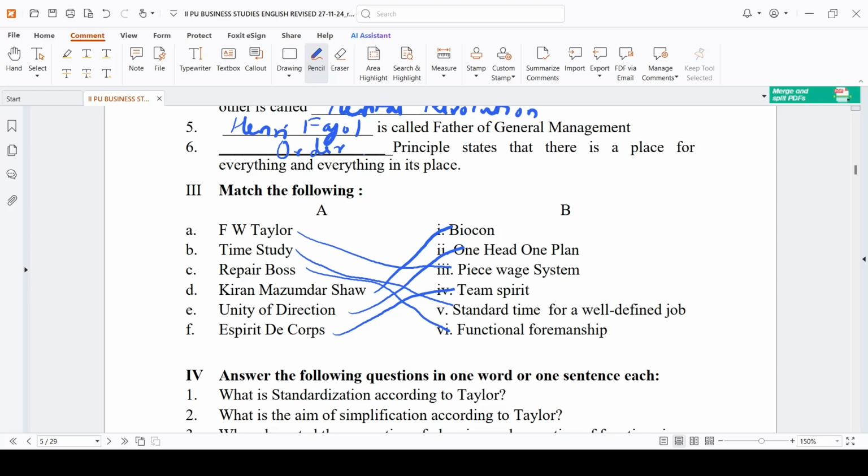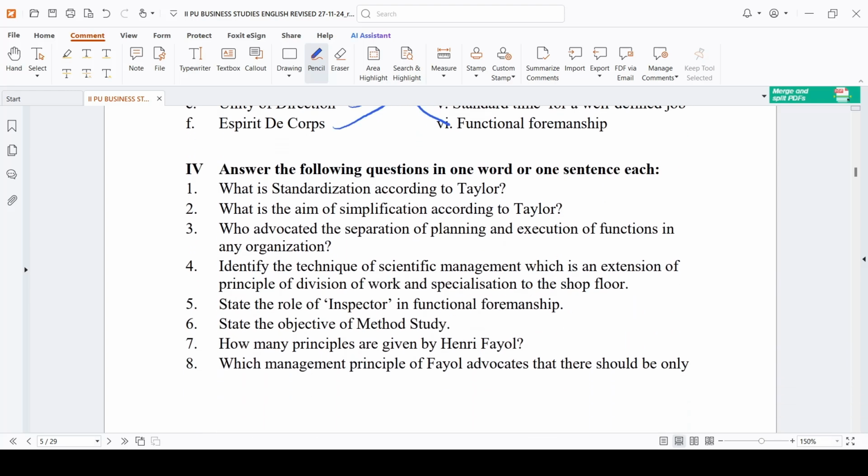Okay. Next. Answer the following questions in one word or one sentence. I think this one you people can read because it will be there in your textbook only. What is standardization according to Taylor? See, it is nothing but for every activity there will be some standards. You have to set the standard for every activity. Like if you want to get the raw material, it should be a standard raw material, standard time should be set, standard product should be purchased, like that. Every activity involves a standard. That is what you mean by standardization.